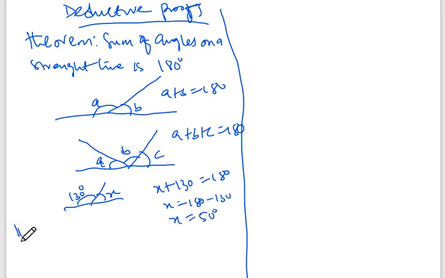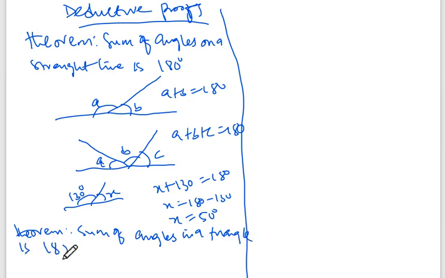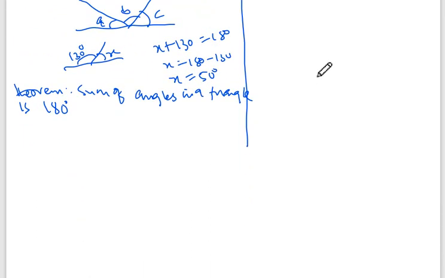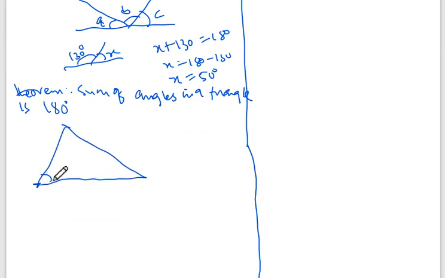Okay, another theorem. The sum of angles in a triangle is 180 degrees. If you have this triangle, and this is A, this is B, and this is C, then A plus B plus C is equal to 180 degrees.